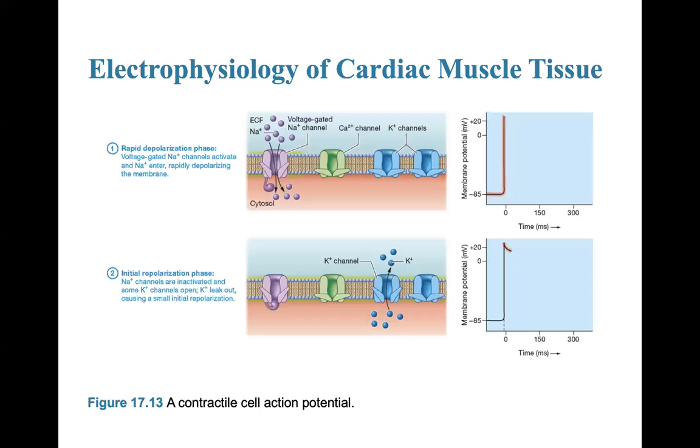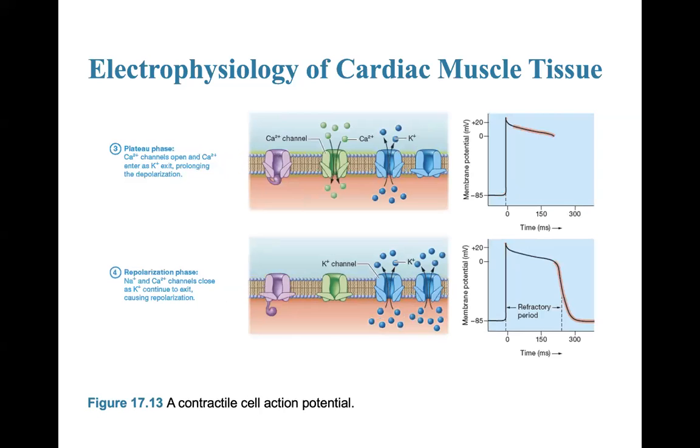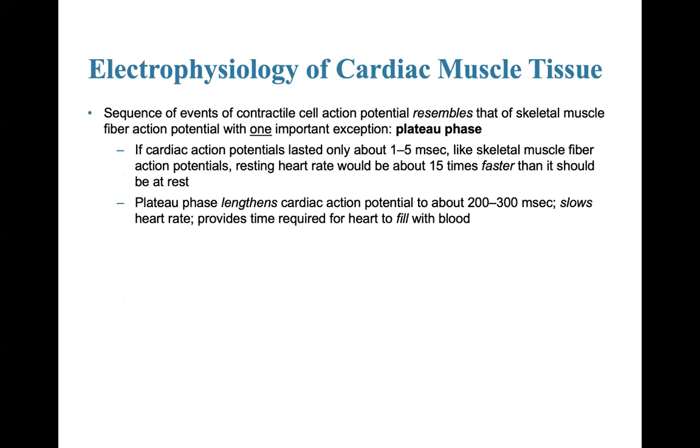So here you can see the rapid depolarization. Unlike with the skeletal muscles, you go straight up almost immediately. You have a little bit of an initial repolarization, then this plateau phase where you don't really see much of a change, and then the repolarization phase where you come back down to resting membrane potential. The sequence of events of the contractile cell action potentials resembles that of the skeletal muscle fiber action potential, with one important exception, that of the plateau phase.